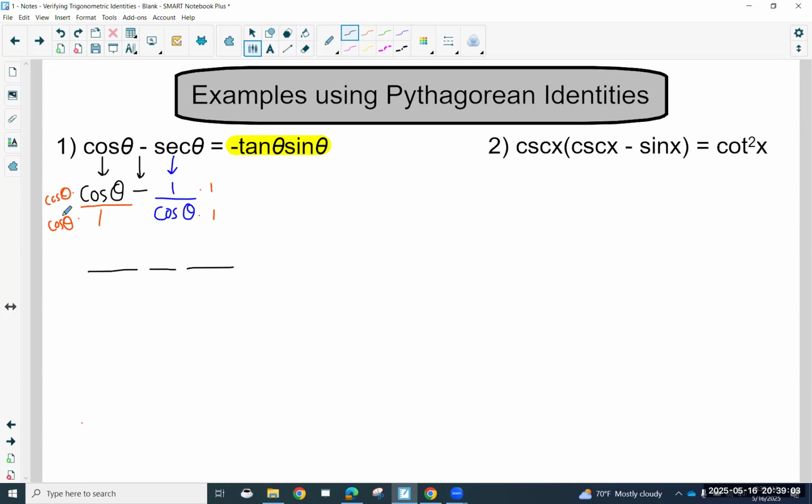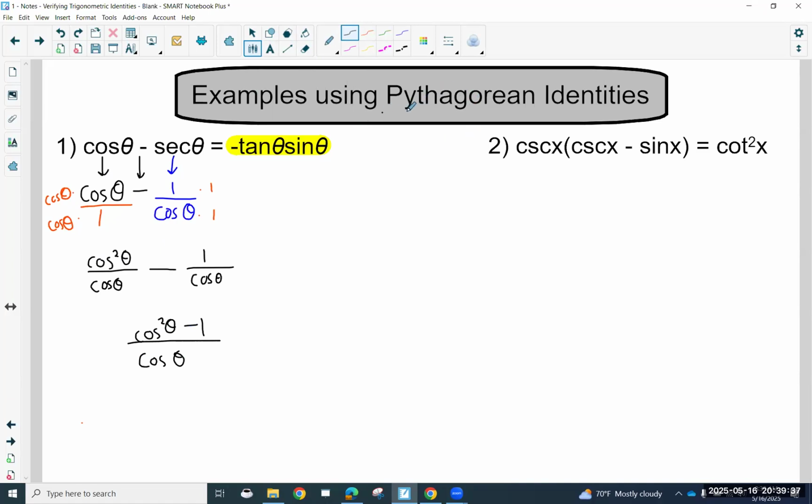Okay, so cosine goes here and here. But on the top, we now have cosine times cosine, which would be cosine squared theta, not cosine squared theta squared. The square goes on the cosine and not the variable, so make sure you're squaring the right piece. And the other piece here would just be 1, right? And so then we would put this together and we would get cosine theta on the bottom, and then we get cosine squared theta minus 1.